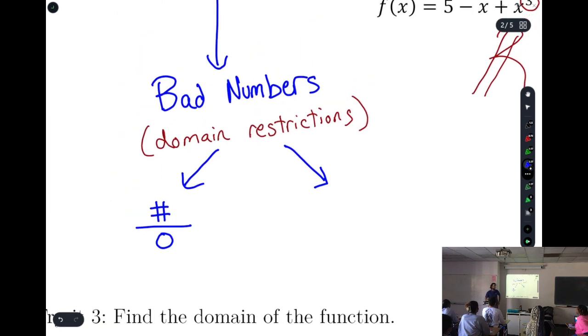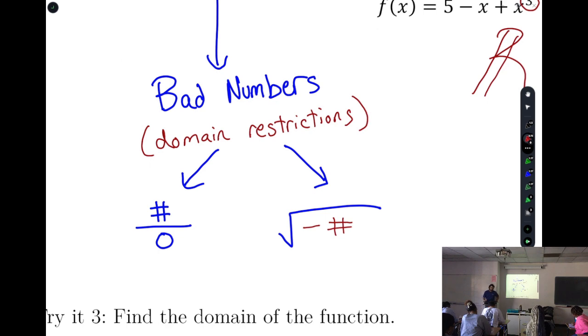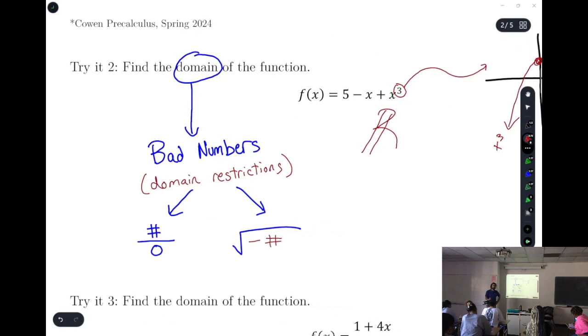There's another bad thing in the math world, or a domain restriction. Anybody else got the other bad thing in their brains? Square root? What about it? Negative thing down there, right? Cool. And that's it. That's all you have to do. That's how you know that this is all real numbers.